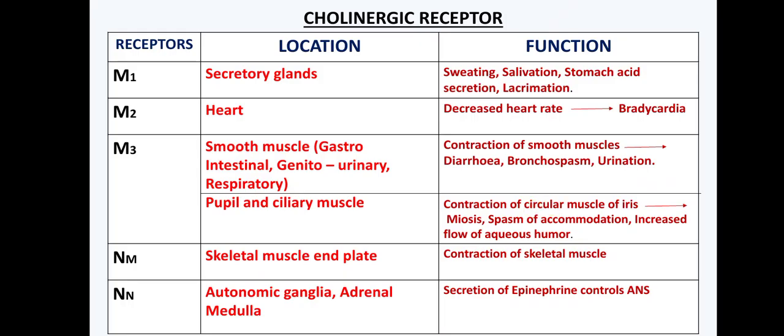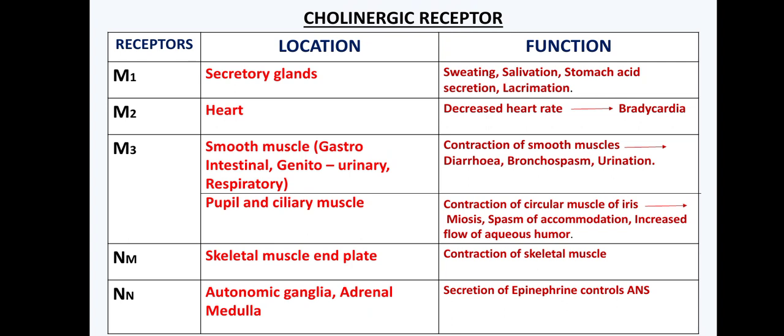So now we are going to see about cholinergic receptors. There are 5 cholinergic receptors: M1, M2, M3, NM and NN. The location of M1 is secretory glands and the function is sweating, salivation, stomach acid secretion and lacrimation. The M2 receptor is present in the heart and it decreases the heart rate. The decreased heart rate is known as bradycardia.